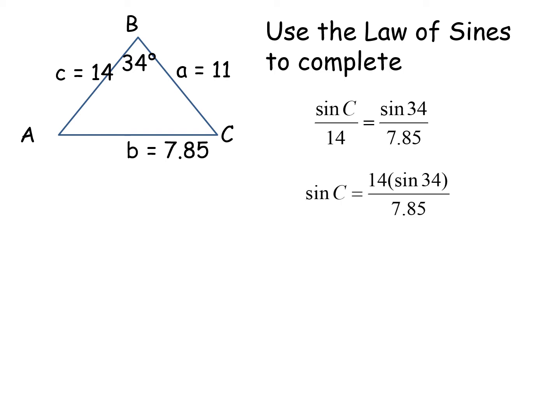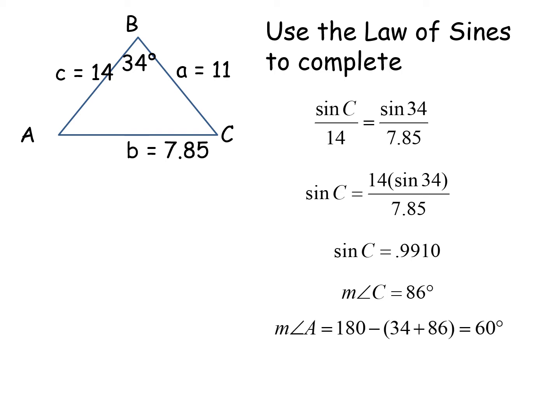So I know the sine of C equals this. Put this in my calculator. I know the sine of C is 0.9910, but again, I don't want to know what the sine of C is. I want to know what the measurement of angle C is. So if I'm trying to find an angle measure, I'm going to have to use my second sine or my arc sine on my calculator. And I know that the measurement of angle C is 86 degrees. Well, now that I know what B and C are, all I have to do is subtract those two from 180 to find out what the measurement of A is. And so now I know the measurement of A is 60 degrees.